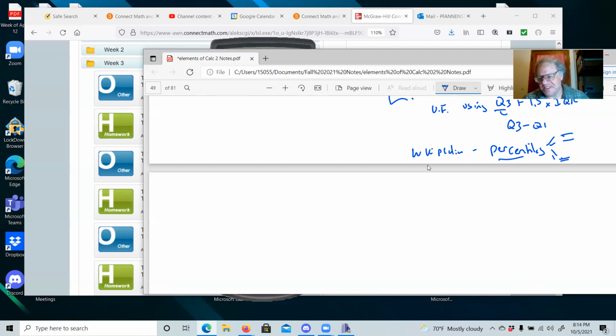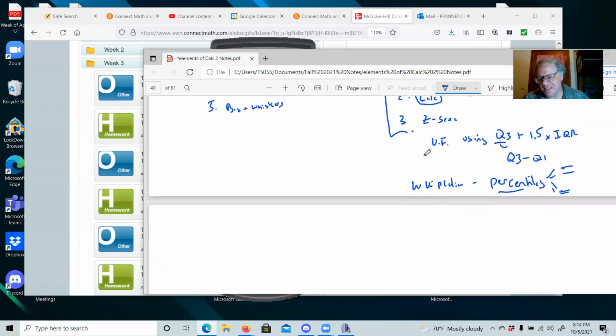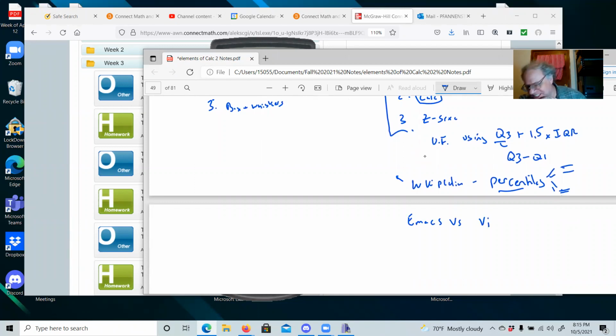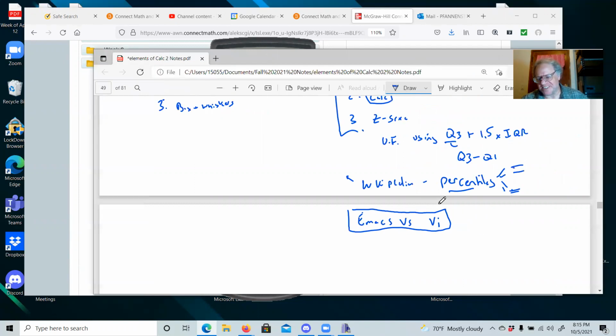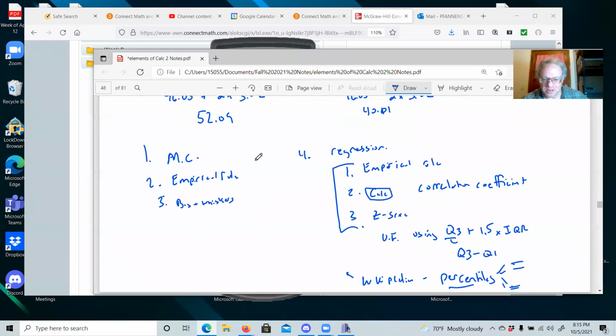If you're into fun stuff like Emacs versus Vi, if you know what these words are, you're an old person, right? But that's the kind of stuff that will happen there. All right, so good luck with it.